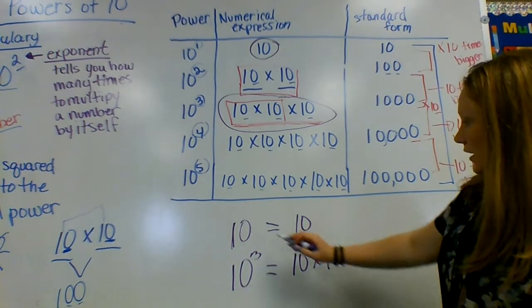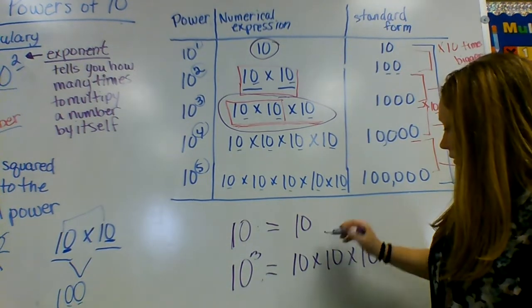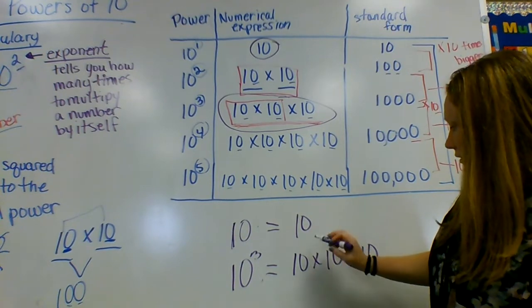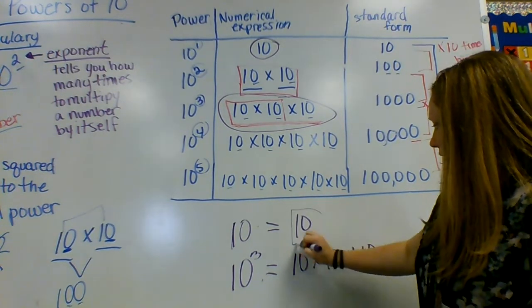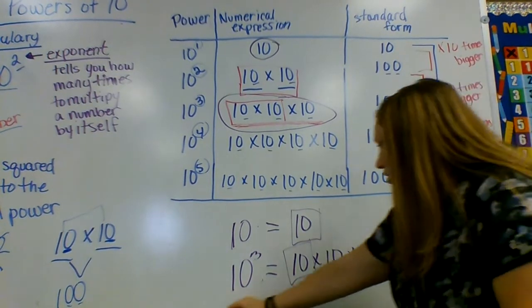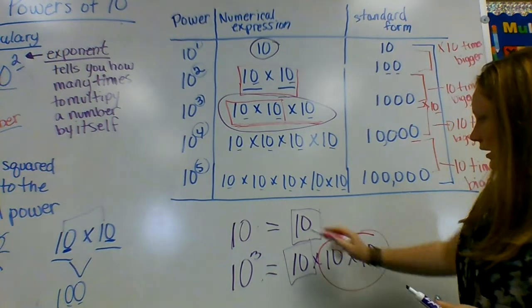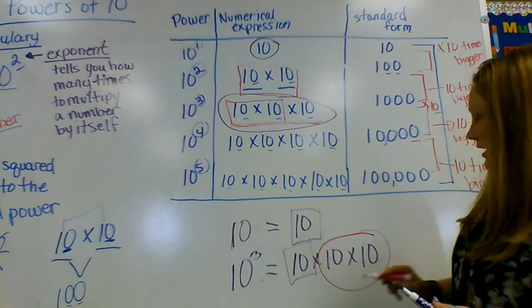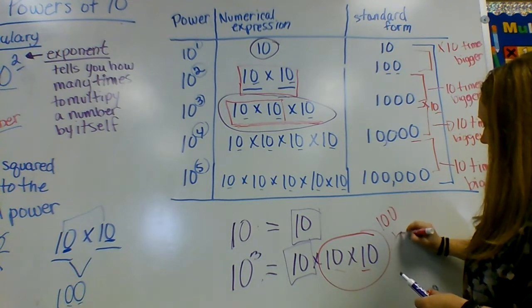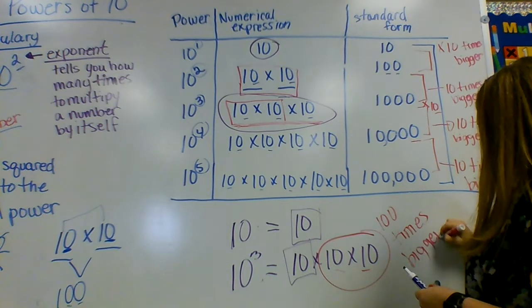So how many times bigger is 10 to the third power than 10? Well, do you see how I have 10 here, right? I see that here, and that matches up with this. So how many times bigger is 10 to the third power than 10? Well, what's 10 times 10 right here? That's 100. That means it is 100 times bigger.